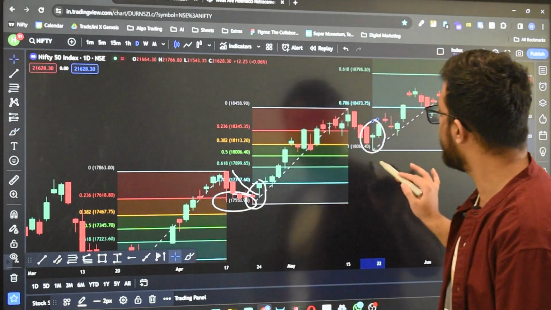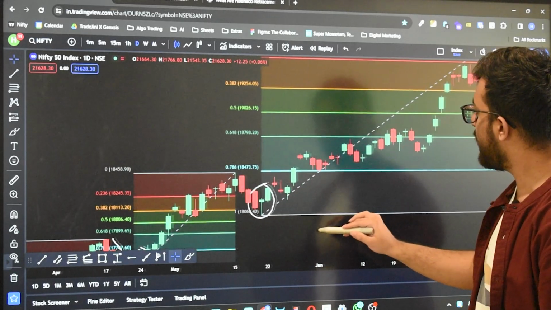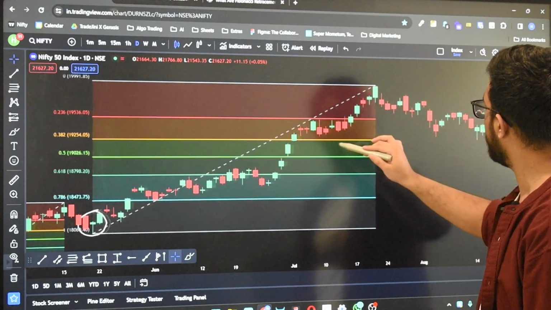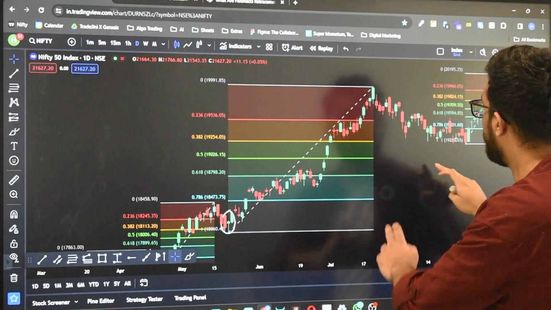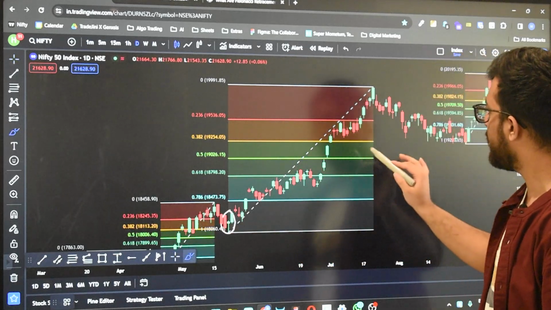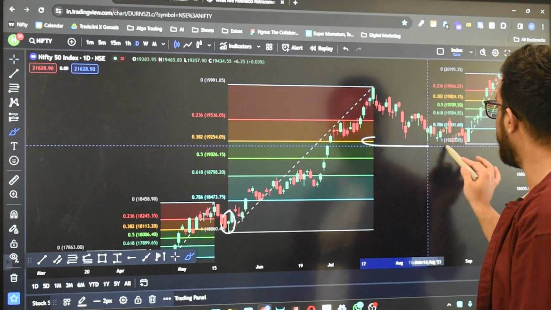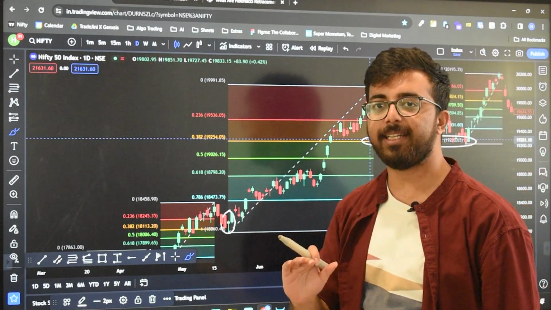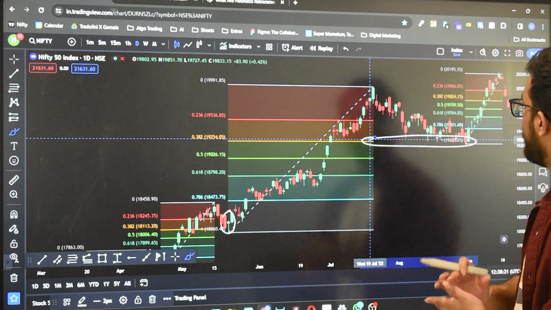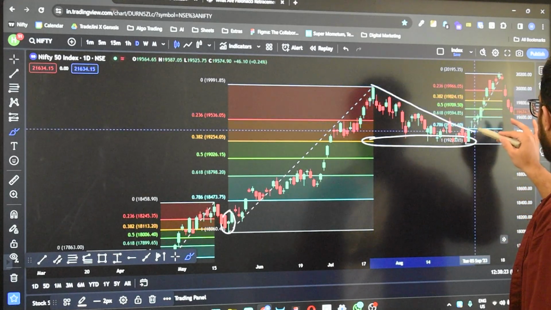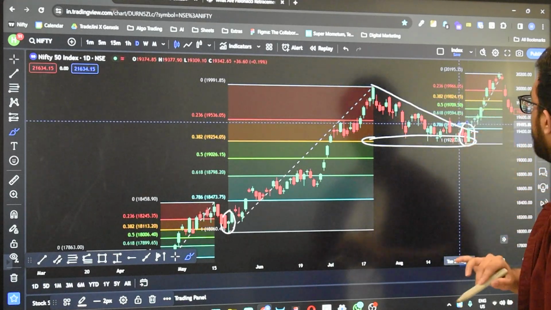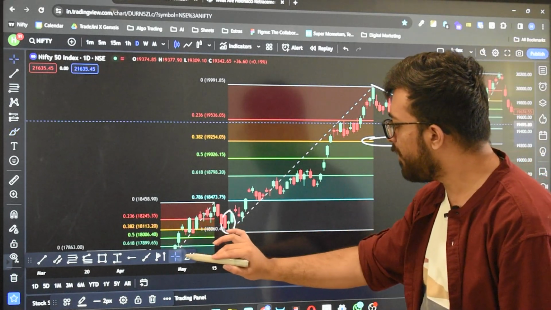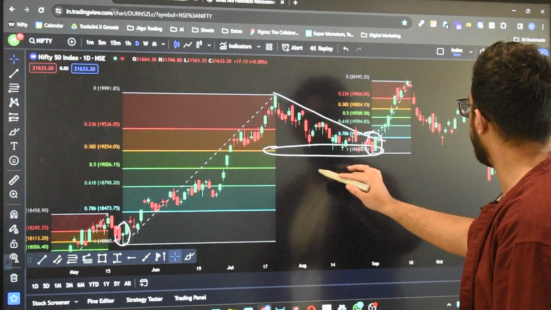Now, let us see the next example. We had a long rally with hardly any pullbacks, and if you see what has happened on the next pullback, the entire pullback stopped exactly around the 0.38 mark here. And this gives a clear understanding that the uptrend is still pretty strong. And if you just draw a trend line from here, this candle confirmation is a perfect entry point into that trade.